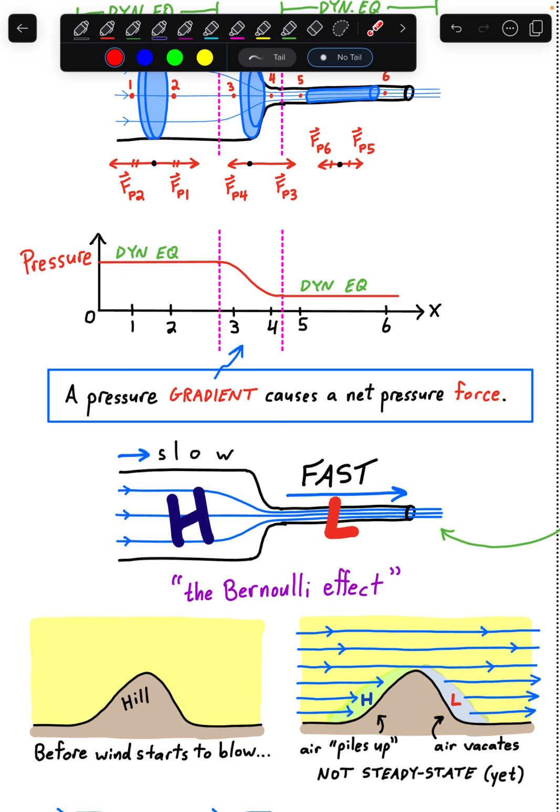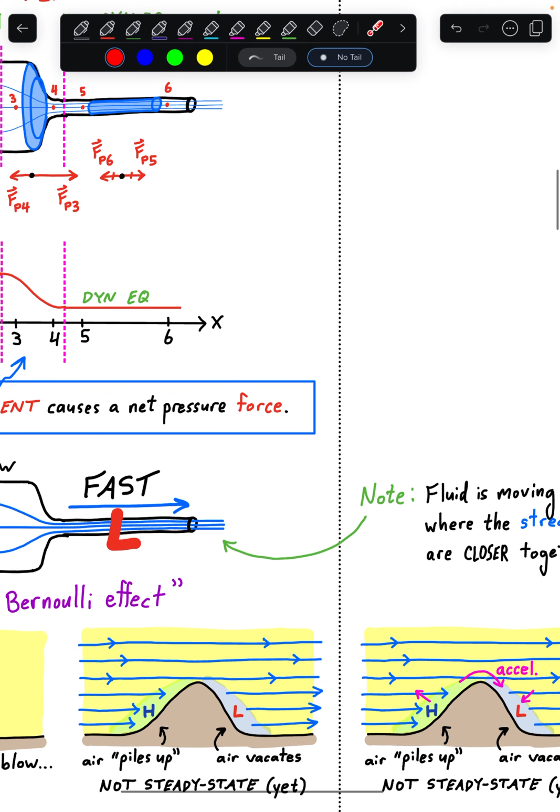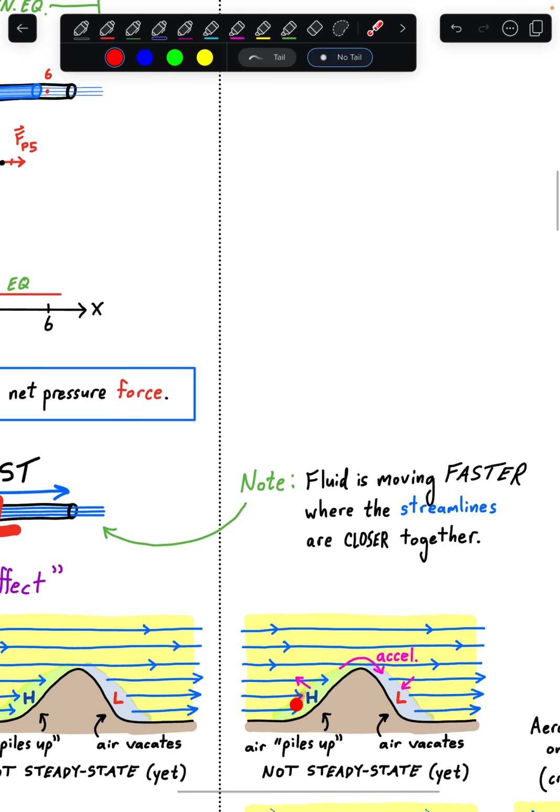So what happens next is that this high pressure zone, that high pressure is going to be pushing back on the incoming air, and this low pressure zone is going to be pulling back on the outgoing air.